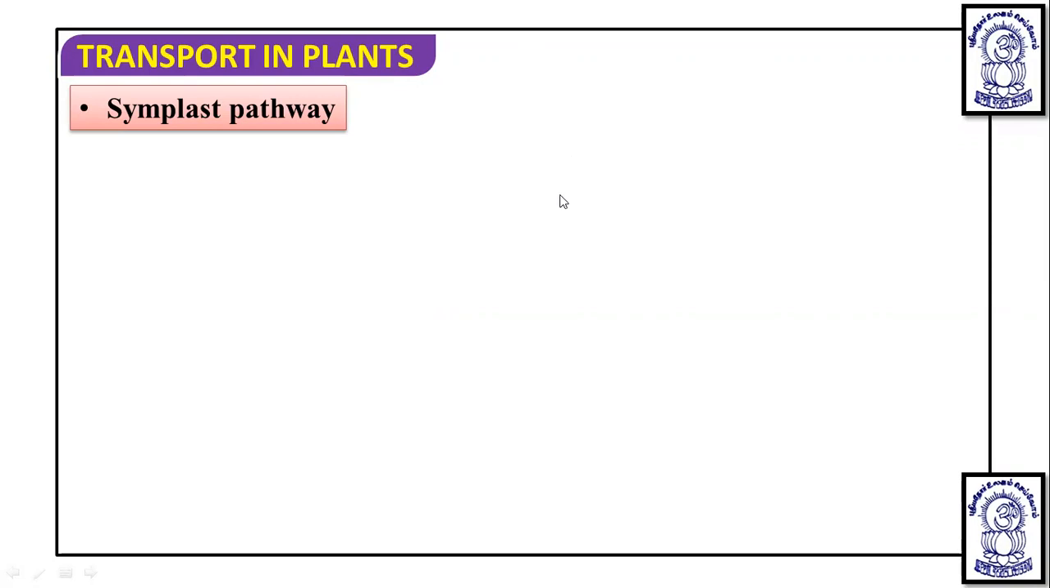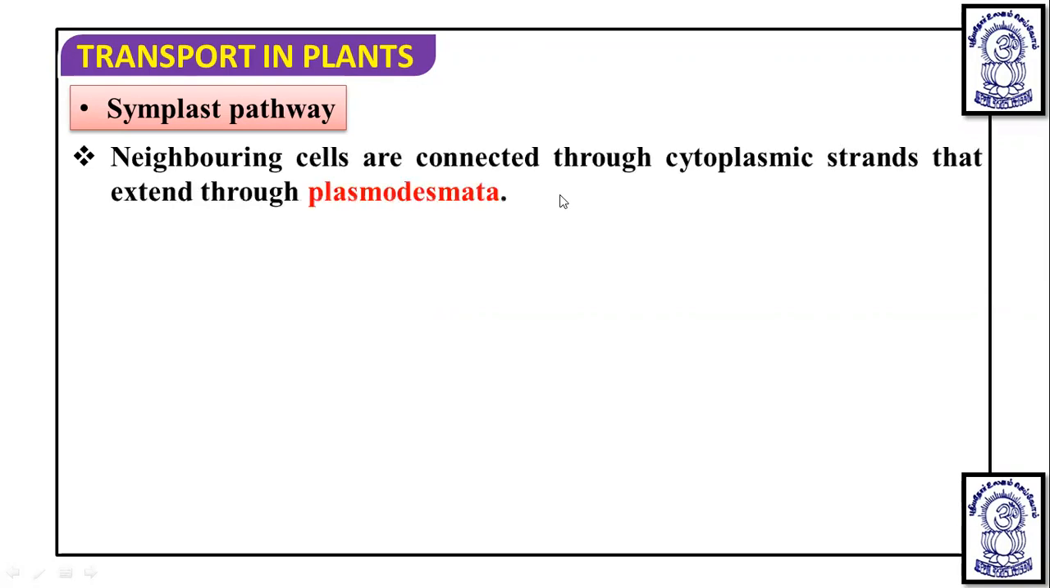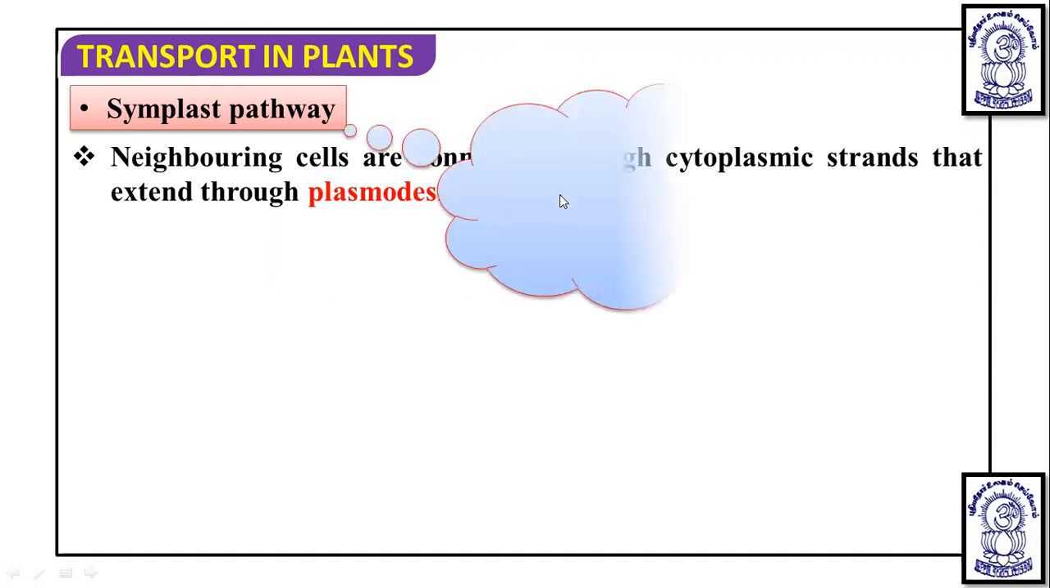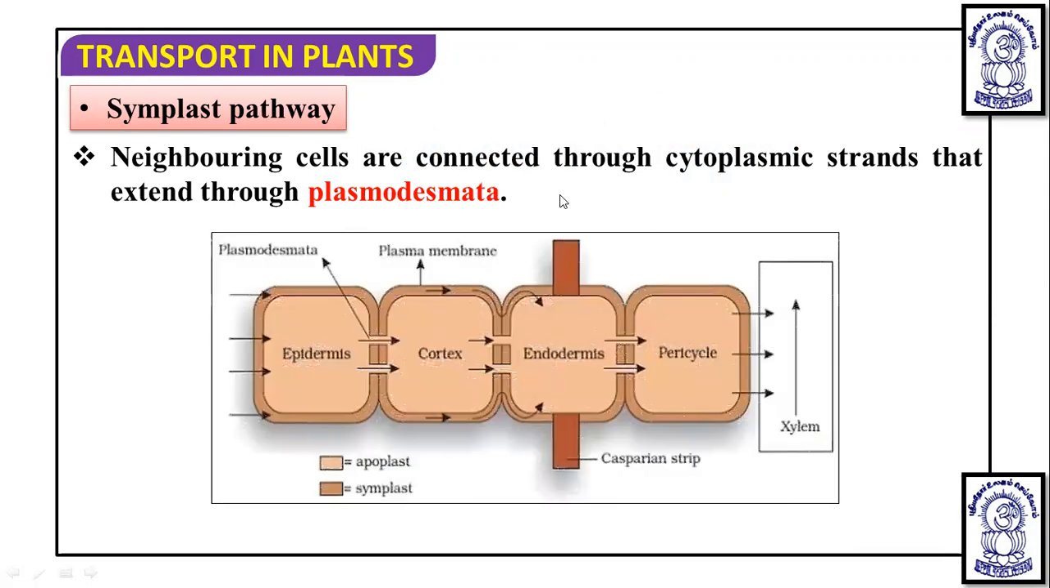Now in the simplest pathway, the neighboring cells are connected through the cytoplasmic strands that extend through the plasmodesmata. We know that the cell wall is a continuum, but if we want to connect the protoplasm or cytoplasm of the two neighboring cells, the plasmodesmata is considered a cytoplasmic connection. Through this, the cytoplasmic strands pass, which connect the cytoplasm. So the symplastic system is the system of interconnected protoplasts. And when transport occurs through interconnected protoplasts, it is known as symplast.